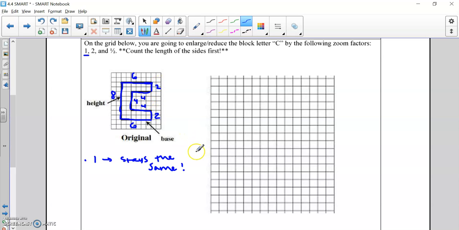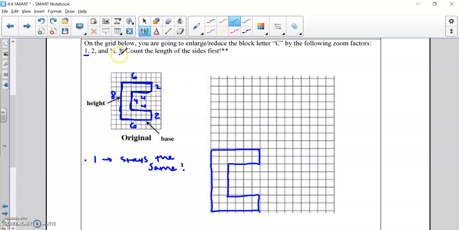So I'm just going to draw that exact one because it told us to do the dilation by a factor of 1. So I have 1, 2, 3, 4, 5, 6, 7, 8. And then I had 6 up here. 2, 4, 4, 4, 2, and 6. There's my original.